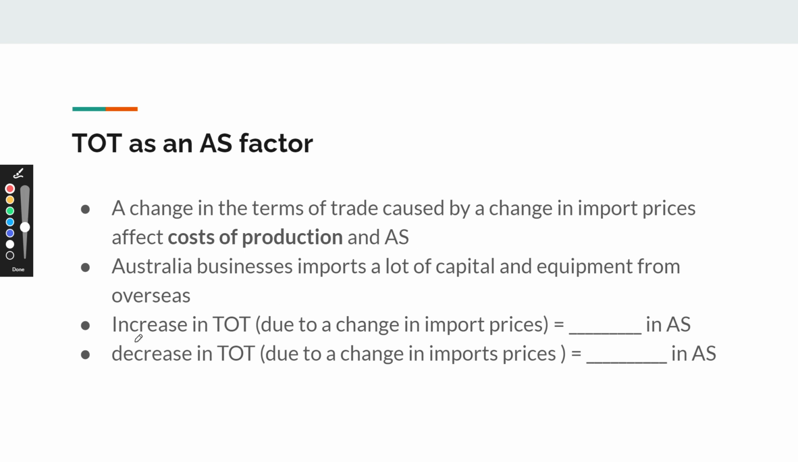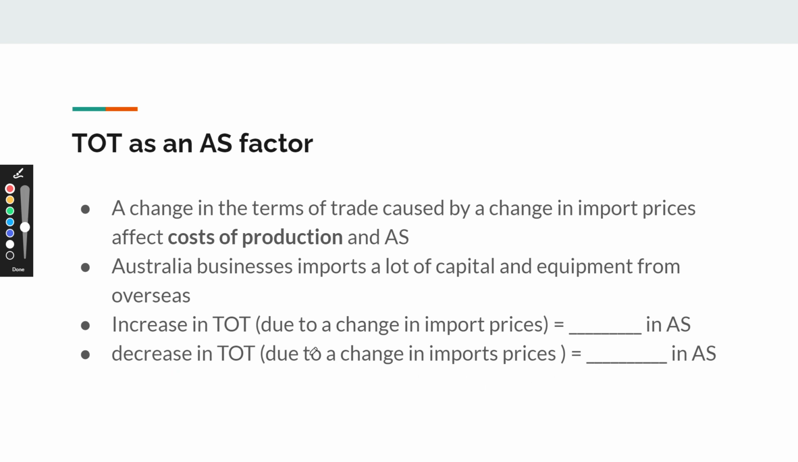So here's a little rule for you. If there's an increase in the terms of trade because there's a decrease, I had it the wrong way around, because of a decrease in import prices, that would be an improvement in the terms of trade. That is both good for aggregate demand and also good for aggregate supply, because our businesses are more willing and able to produce. However, if there's a decrease in the terms of trade, that's bad for AD and AS.